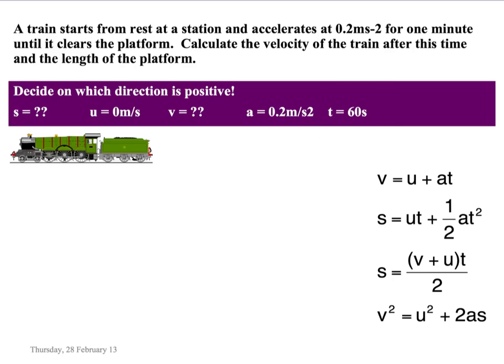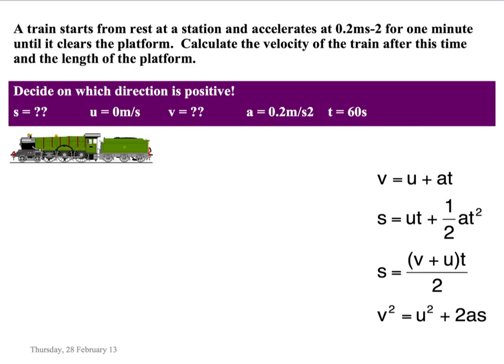Once we know our values, and once we have 3 of our values, we can always work out the other 2 by using the equations to the right, and it's just a matter of choosing the equation that we need. So let's work out V first of all. So we want an equation that connects U, V, A and T, and pretty clearly when we look at this list of equations, the equation that has those 4 things in it is actually the equation at the top.